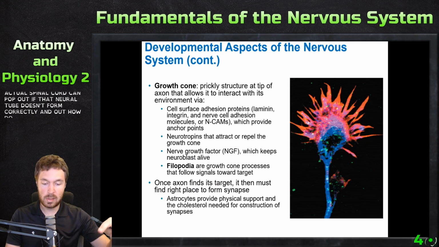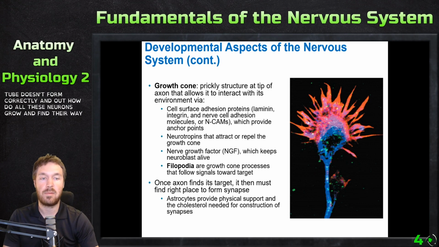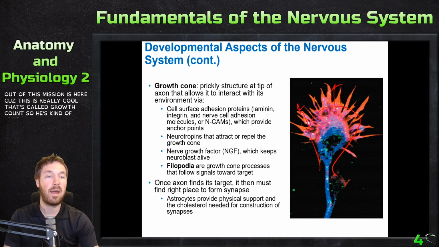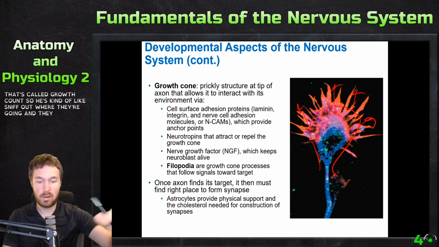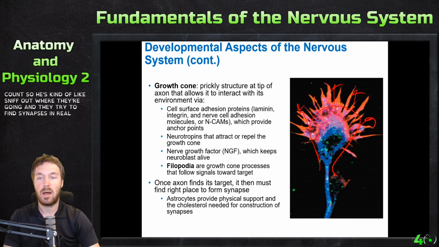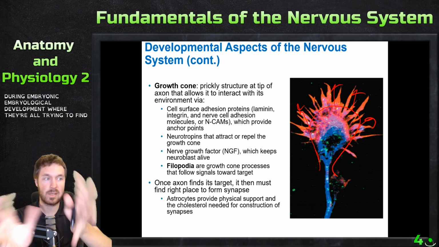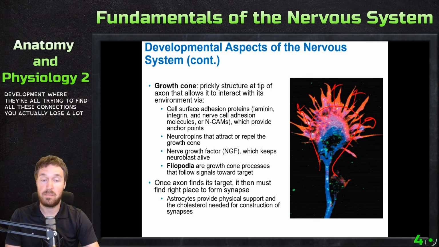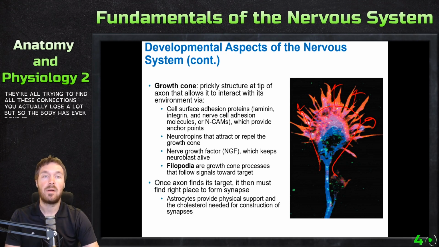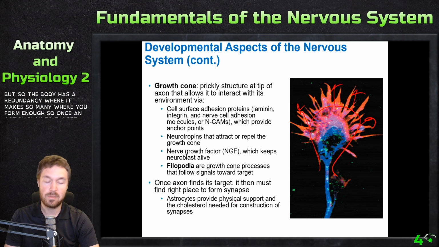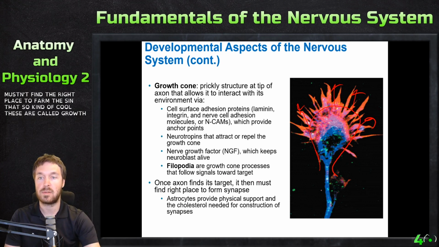And now, how do all these neurons grow and find their way? I just mentioned this here because this is really cool. This is called a growth cone. So these kind of like sniff out where they're going, and they try to find synapses and receptors. There are these little nerve growth factors during embryologic development where they're all trying to find all these connections. You actually lose a lot, but the body has a redundancy where it makes so many that you form enough. So once an axon finds a target, it must then find the right place to form the synapse. So kind of cool. These are called growth cones.